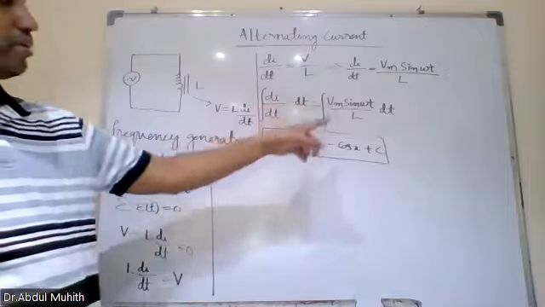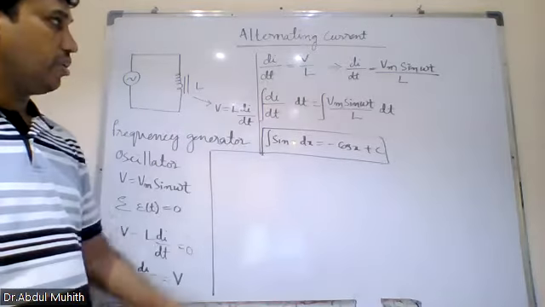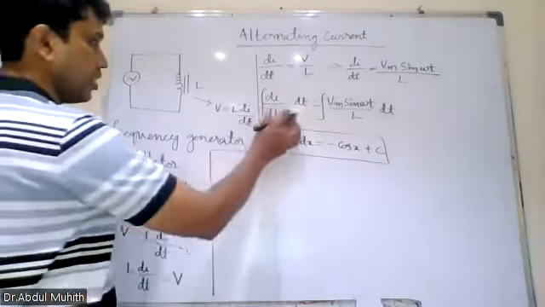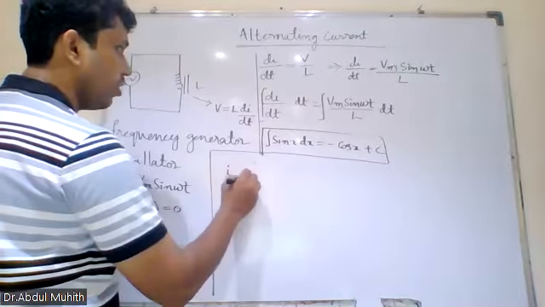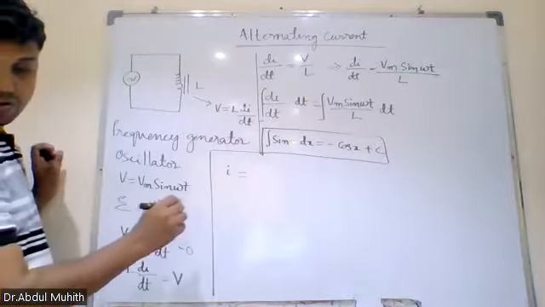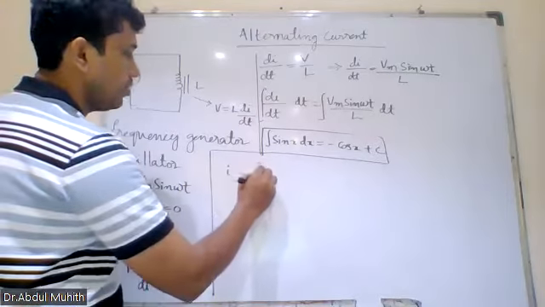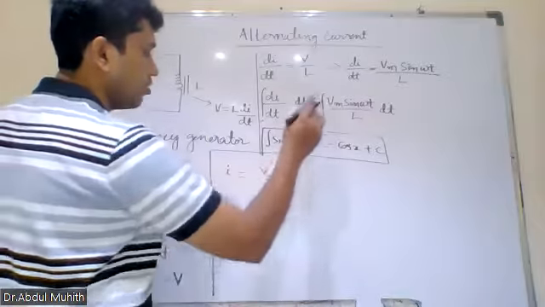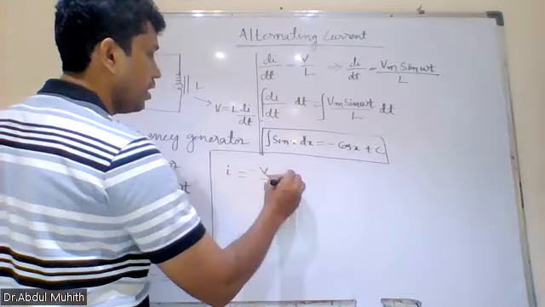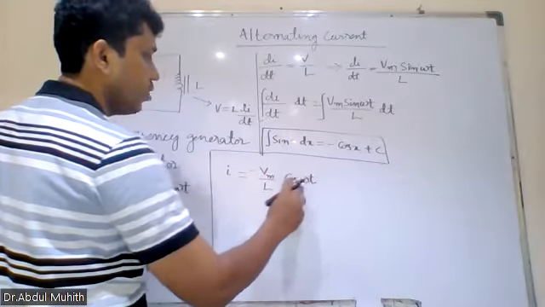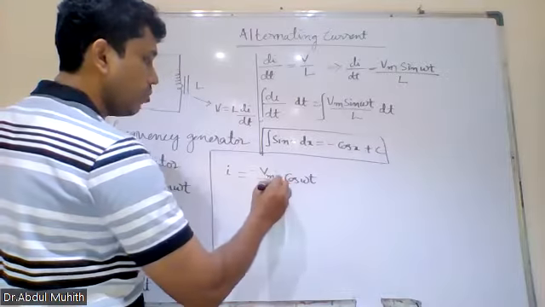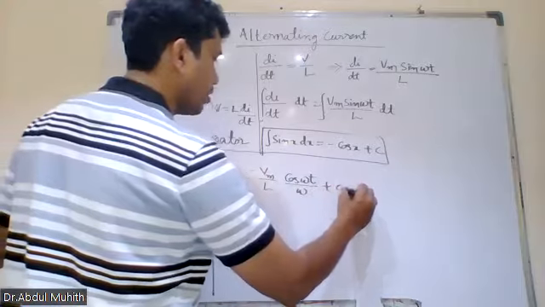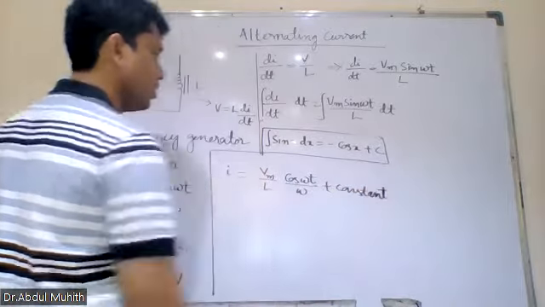What is happening now? Sin x integration is minus cos x. Now when you integrate it, what will happen? Integration of di by dt will become I. This whole thing will become I. So it is equal to what? Vm by L, okay, we will remain with Vm by L. Sin x integration is what? Minus cos. So sin omega t integrates to minus cos omega t. Omega t integrate, derivation is what? Omega. Omega t derivation is omega, plus constant. Plus some constant. Is this clear up to here?